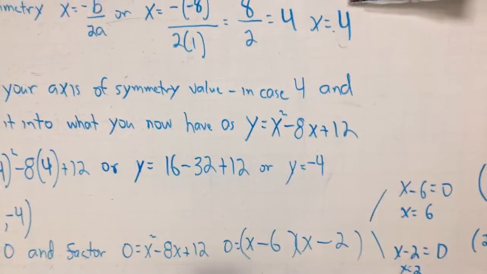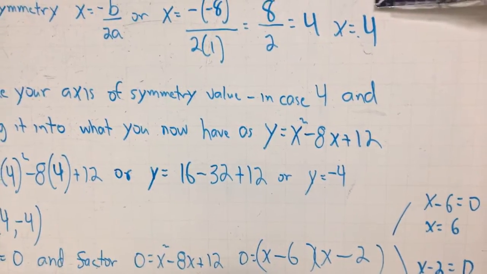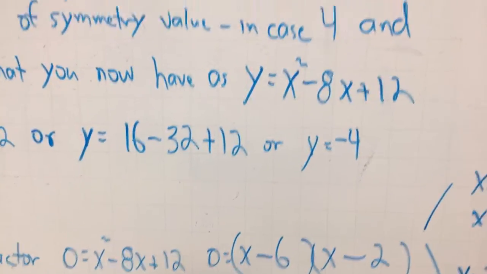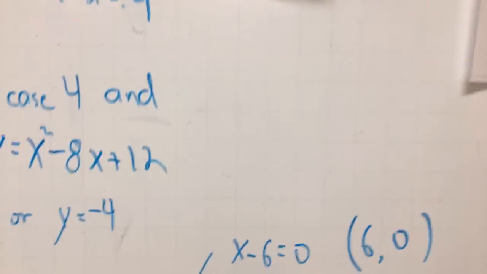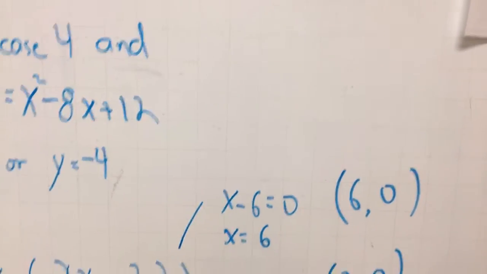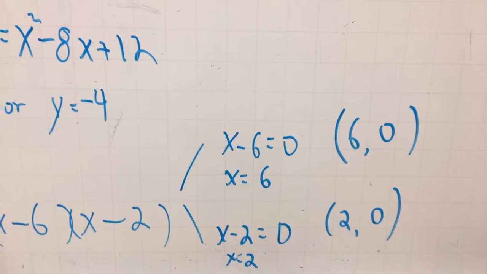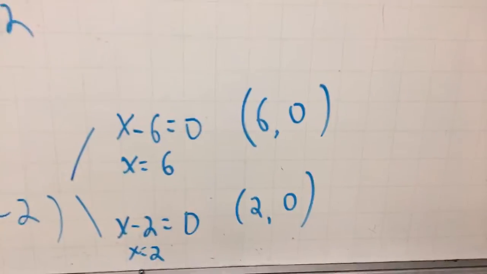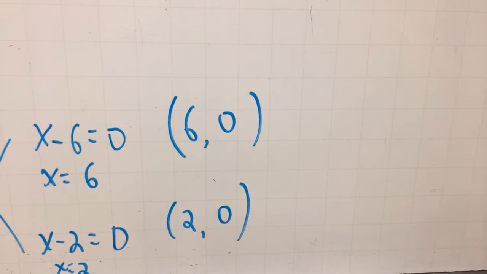So I factored into 0 equals x minus 6 quantity, x minus 2 quantity. I take each one of those little components and set it equal to 0. So x minus 6 equals 0, x equals 6, adding 6 to both sides. The second, x minus 2 equals 0, add 2 to both sides, and x equals 2. So those are my 2 x-axis intercepts.